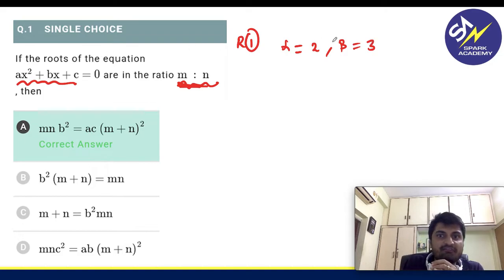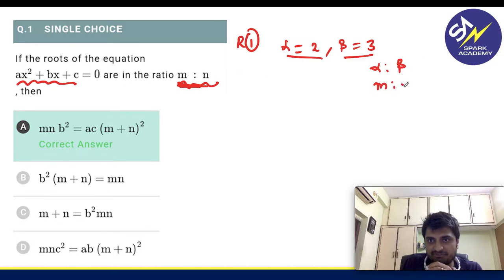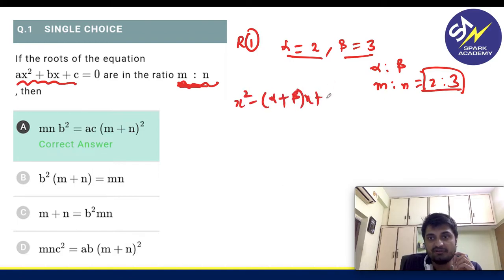So what will be the quadratic equation? What are the roots now? Alpha is to beta, right? Roots are in the ratio, or basically m is to n. M is to n is given as 2 is to 3, correct? Now I will assume the quadratic equation. If roots are alpha and beta, you know quadratic, you can write it as x square minus alpha plus beta into x plus alpha beta equal to 0. So this I'll write as x square minus 5x plus 6 equal to 0.